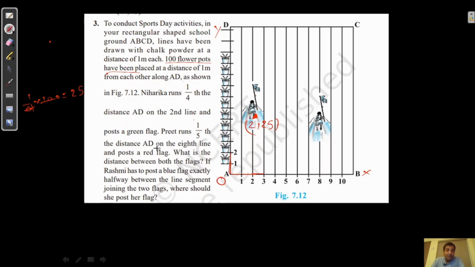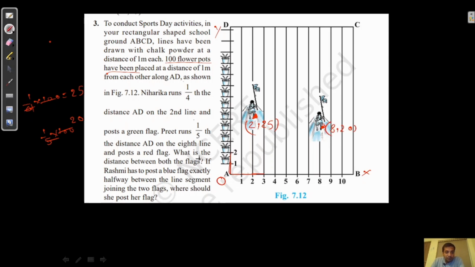Preet runs 1/5 the distance of AD on the 8th line and posts a red flag. So there is one more girl, Preet. So what is the coordinate of this point? As you can see, she has run 1/5 of the distance. So total distance in y-axis was 100. So she has run 1/5 of 100. When we solve, we will get 20. Meaning in y-axis she has covered 20 and in x-axis she has covered 8. So its coordinate is going to be (8, 20).